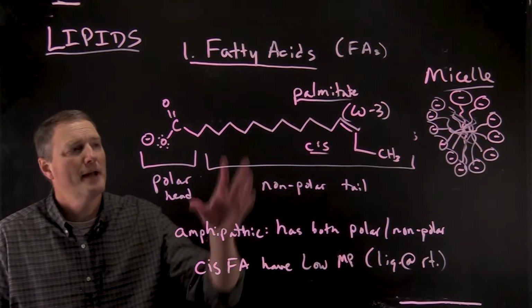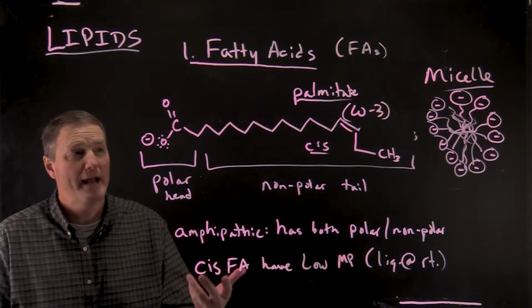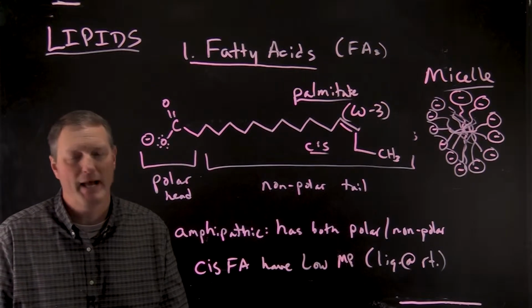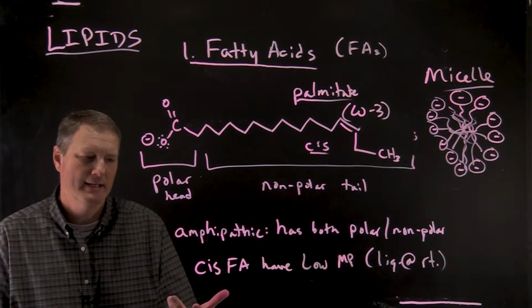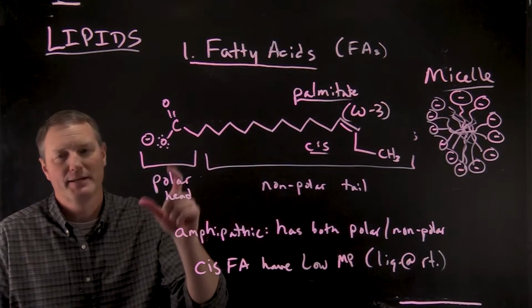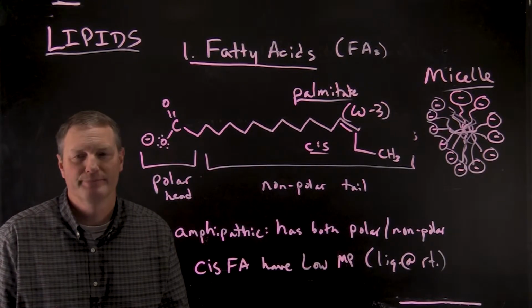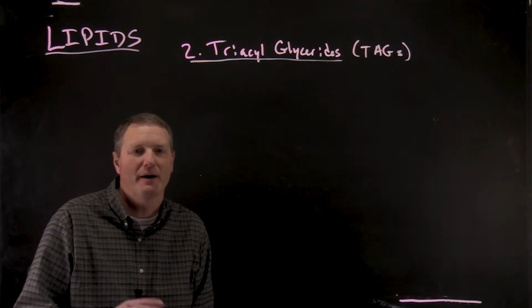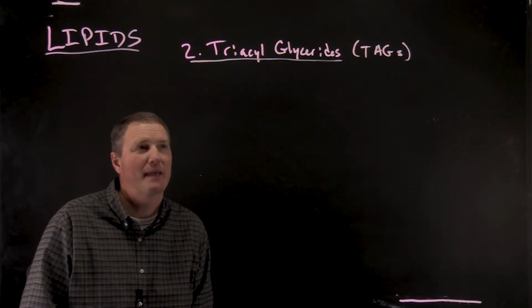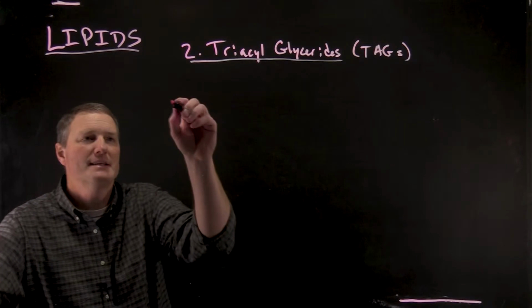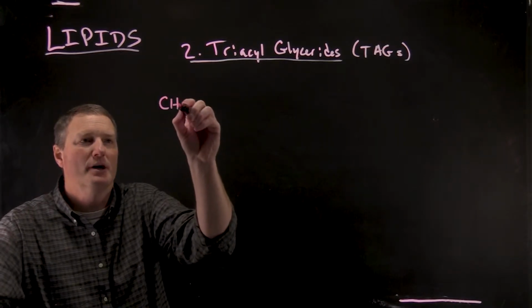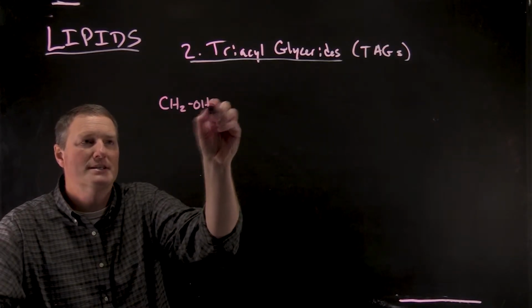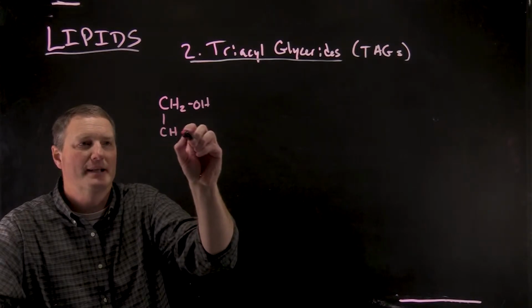All right, so that summarizes the so-called fatty acids. They're the basic building block. And in the next section, we're going to see that these fatty acids can then be joined to other molecules. All right, so the second class of lipids that we want to talk about are the triacylglycerides. These contain a molecule of glycerol, which is a triol compound that looks like this.